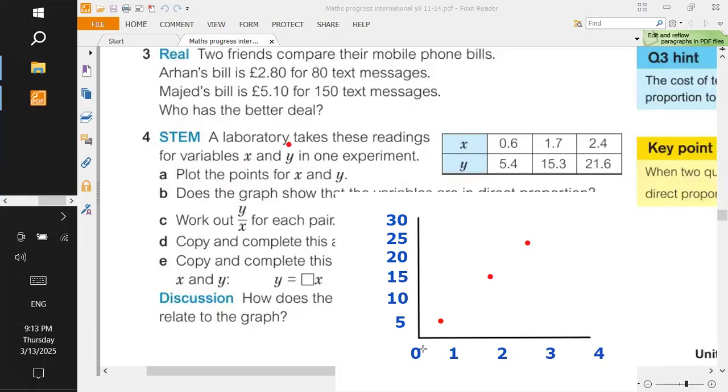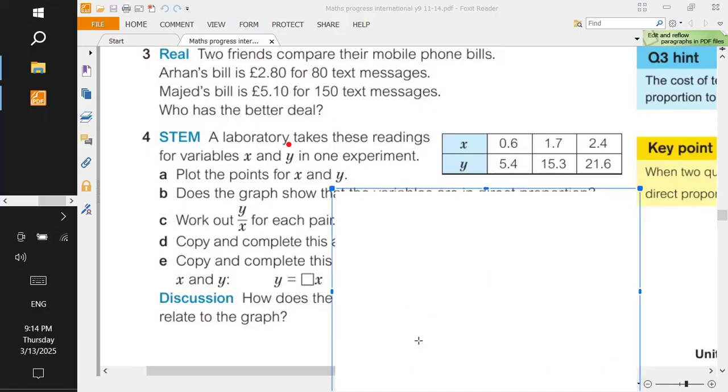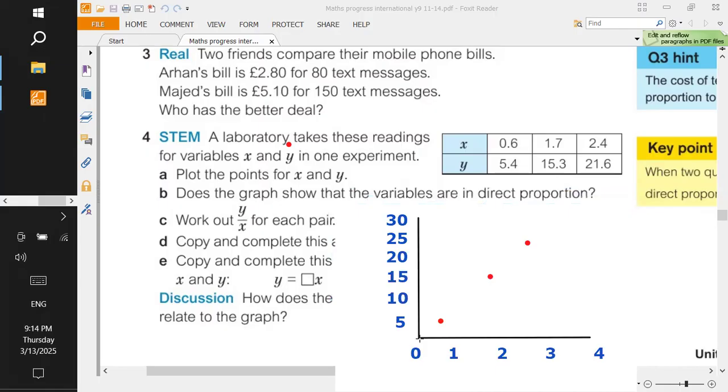Now, the second question says, does the graph show that the variables are in direct proportion or not? Let me remove this so I can read the question. Now, I just have to join them to check if they are in direct proportion or not. So to join them, I'm going to put a line like this. I will notice that it's a straight line and it's from the origin, which is the 0, 0 point. This means that the graph shows variables in direct proportion.